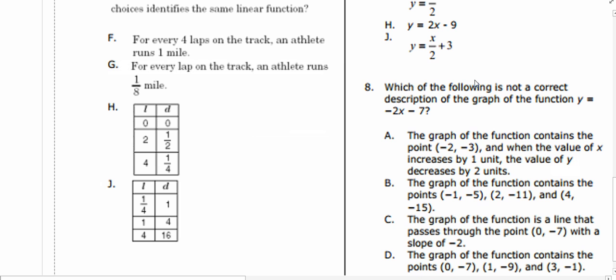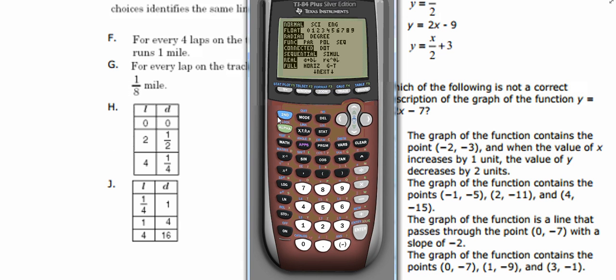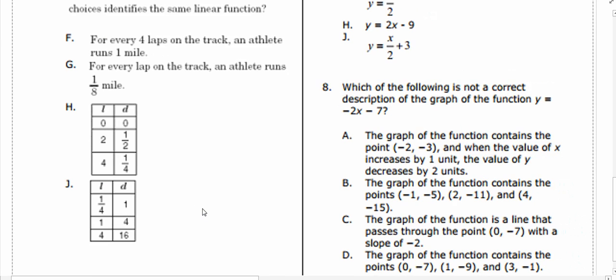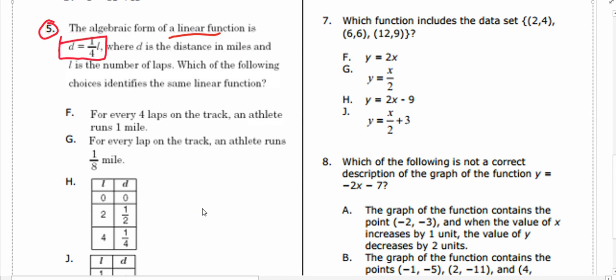So let's go down and double check the last answer choice, J. Okay. So 4 is equal to 1. Let's go to 1. 1 is equal to 1/4. Well, this table is showing 1 is equal to 4, so that's not it. And you go down a little bit further in the table, and 4 is equal to 1, not 16, what we need. So we're going to go up and look at the other answer choices.